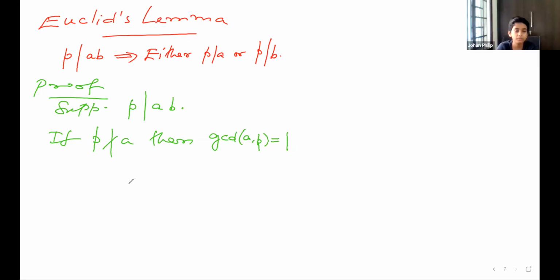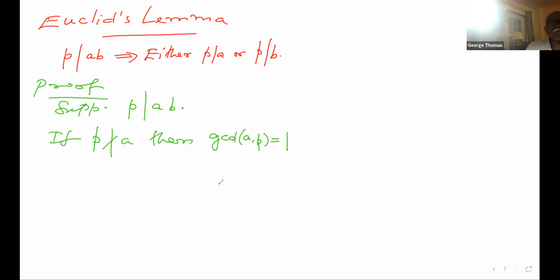Sir, how do you know that if P doesn't divide A, then the GCD of A and P is 1? Wait a minute. P is prime. P divides AB. Then one of two things can happen: either P divides A or P doesn't divide A. Follow? Yes, sir. If P doesn't divide A, nothing divides P except 1, isn't it? The only number dividing P is 1, and 1 also divides A. And 1 is the greatest common divisor of A and P.